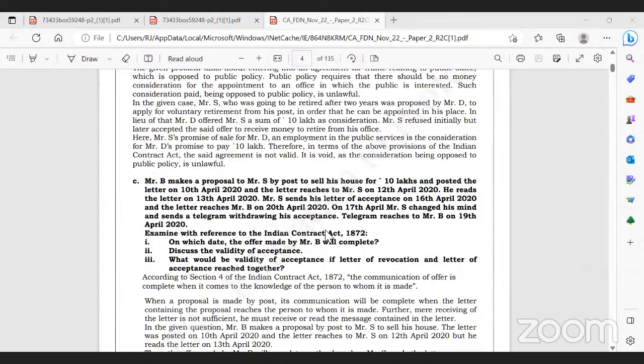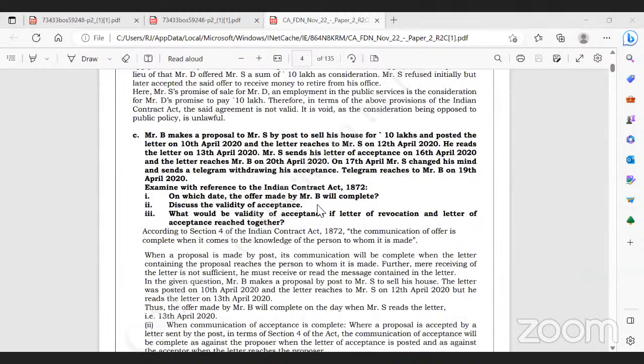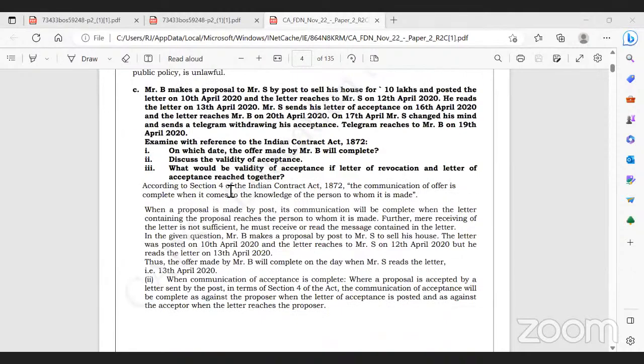Examine with reference to the Indian Contract Act 1872. First question, on which date the offer made by Mr. B will complete? Second sub-question, discuss the validity of acceptance. Third sub-question, what would be the validity of acceptance if the letter of revocation and the letter of acceptance reach together?